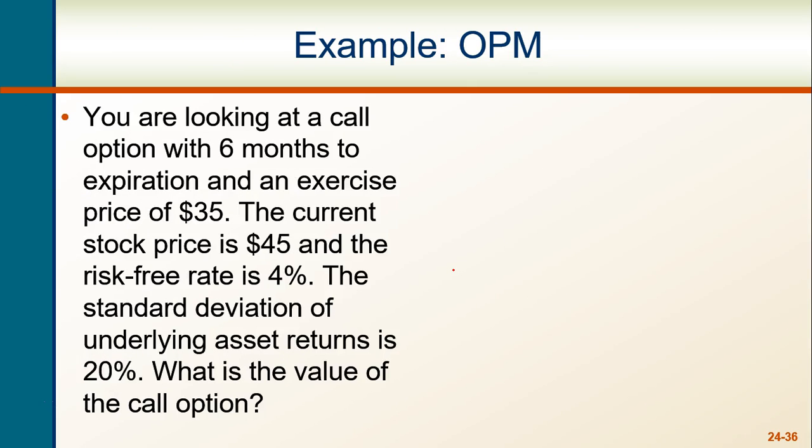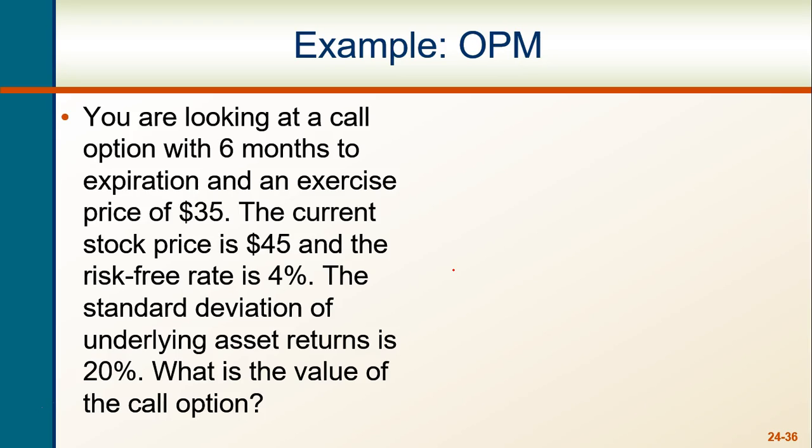So we are looking at a call option with 6 months to expiration, so that is our T. But remember, T has to be in number of years, so 6 months means half a year. So when we need to substitute a value for T, we will substitute 0.5.